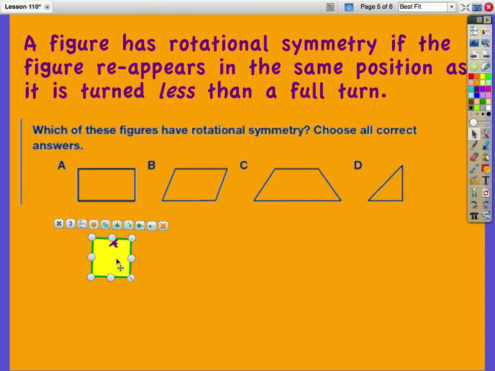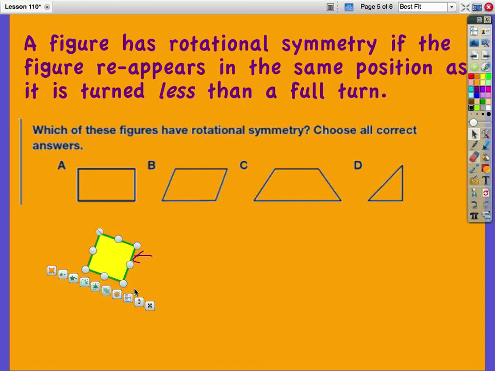As I'm turning this, pay attention to where my X goes. When I turn it, that X should now be on this side. And it still looks exactly the same as when I started. From here to here, it looks the same, and then to here, and then to here, they all look the same. So this has rotational symmetry because it looks the exact same, even though it's not in the same position.